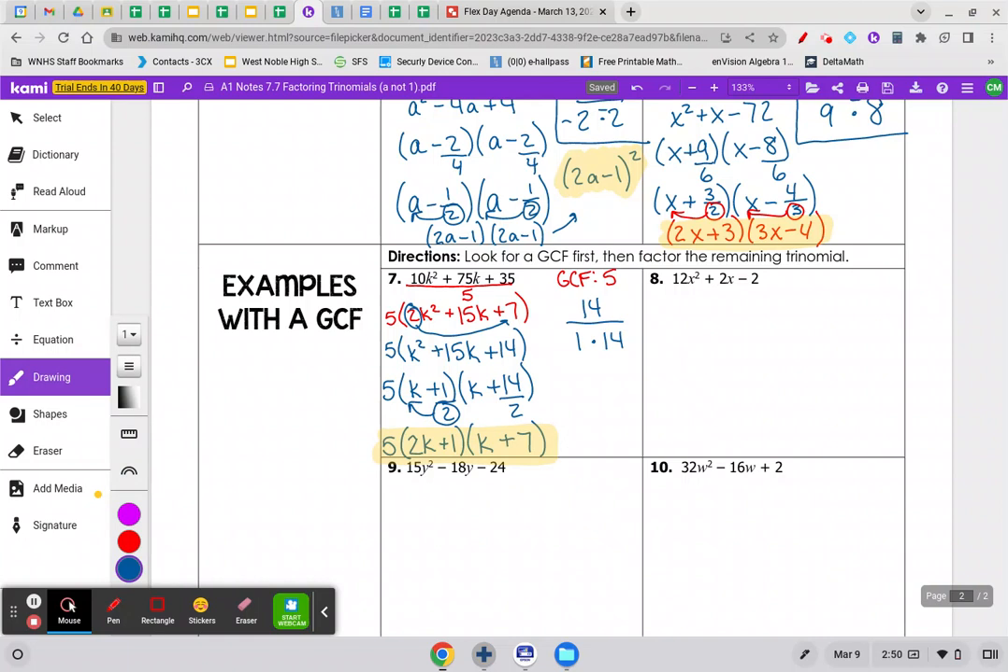For number 8, we can actually divide all of these by 2. They're all even. So I am left with 6x squared plus 1x minus 1. I do need to slip and slide because there is still an a term. So I slip the 6 back. I have 2 parentheses, x squared plus 1x minus 6.